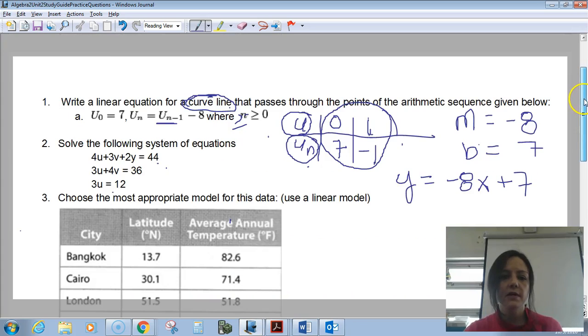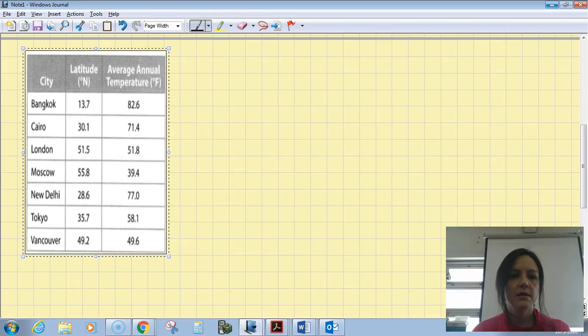Whoops, too far. Choose the most appropriate model for this data. Okay, and then I have on there that I want to use a linear relationship. So let's start thinking about what we're going to need for a linear relationship. Let me put this table somewhere else where we can see it better. Cool. So a linear relationship for this, and what am I given here?